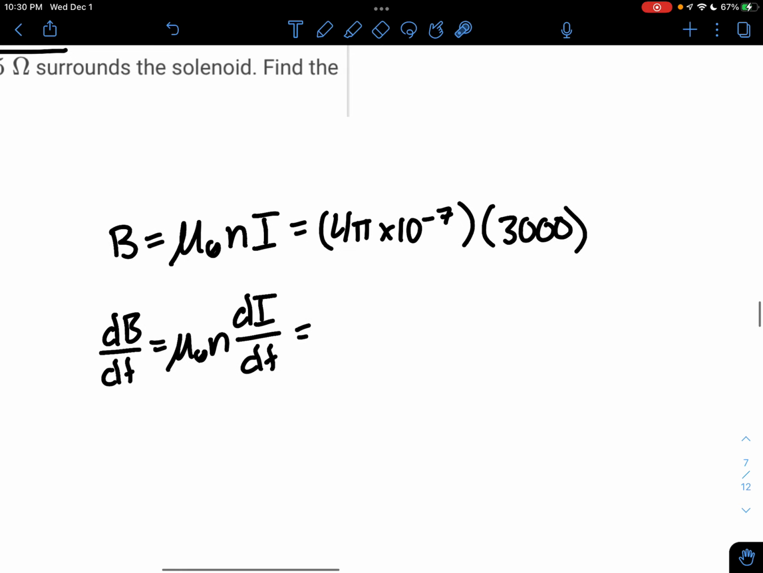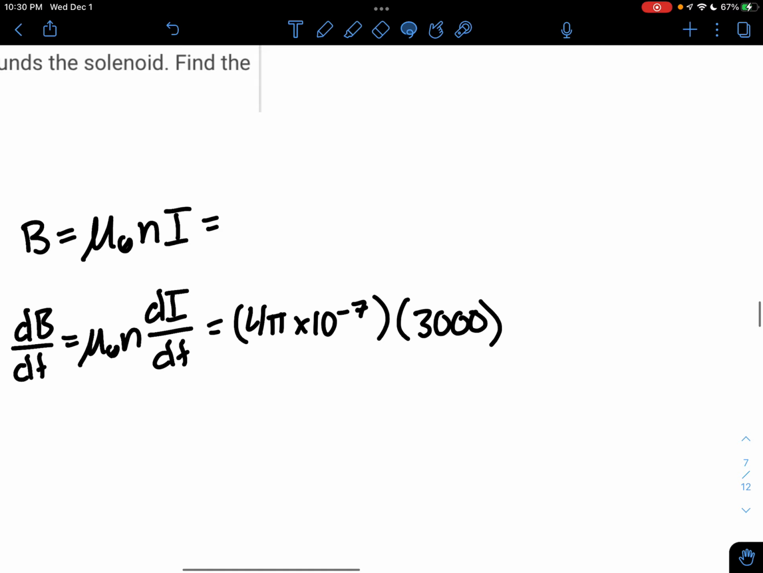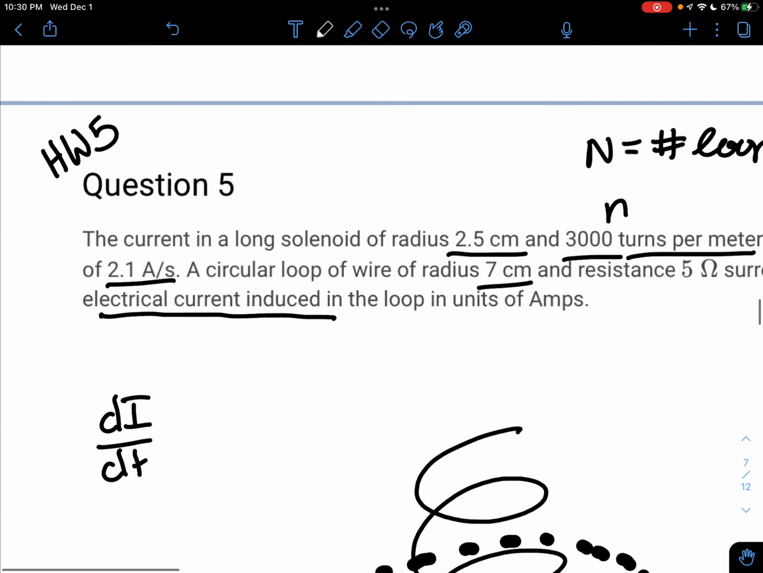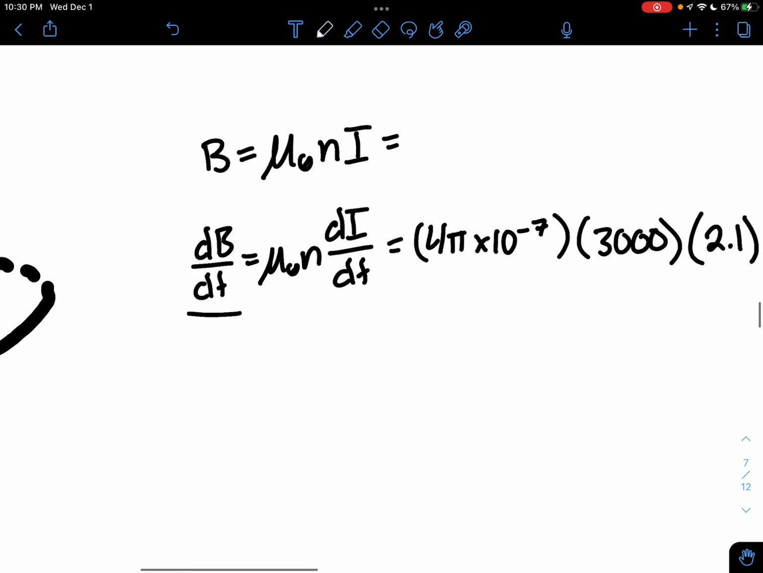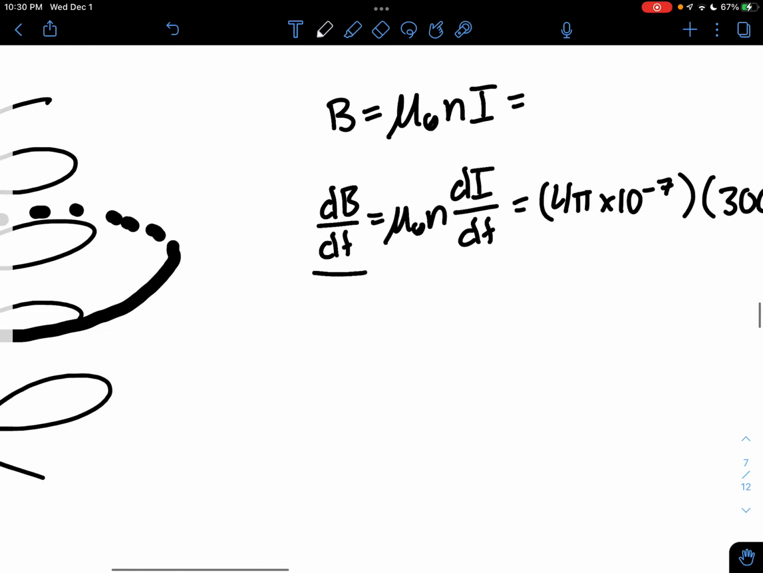So now I can move the two constants down. And now we're just going to multiply by our di dt, our change in current per time, which is the 2.1. And that's just going to give us our dB dt, how much our magnetic field is changing over time.